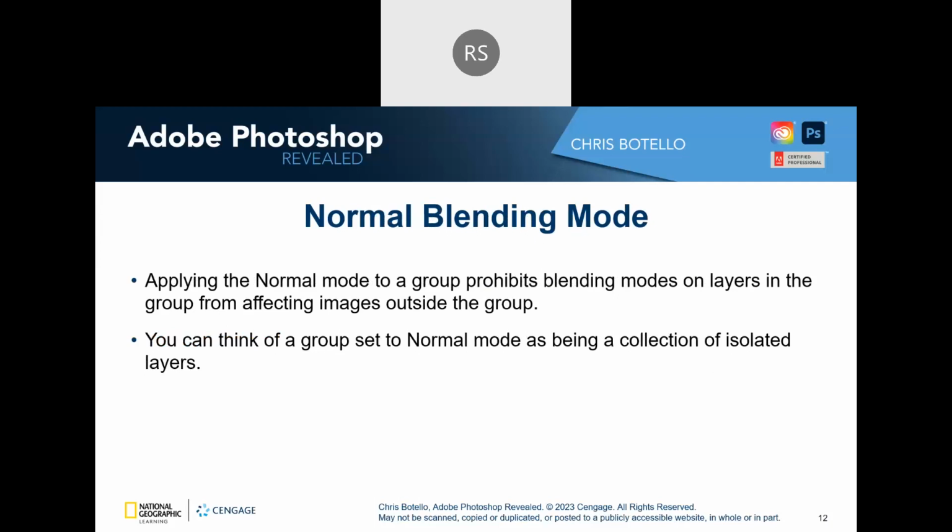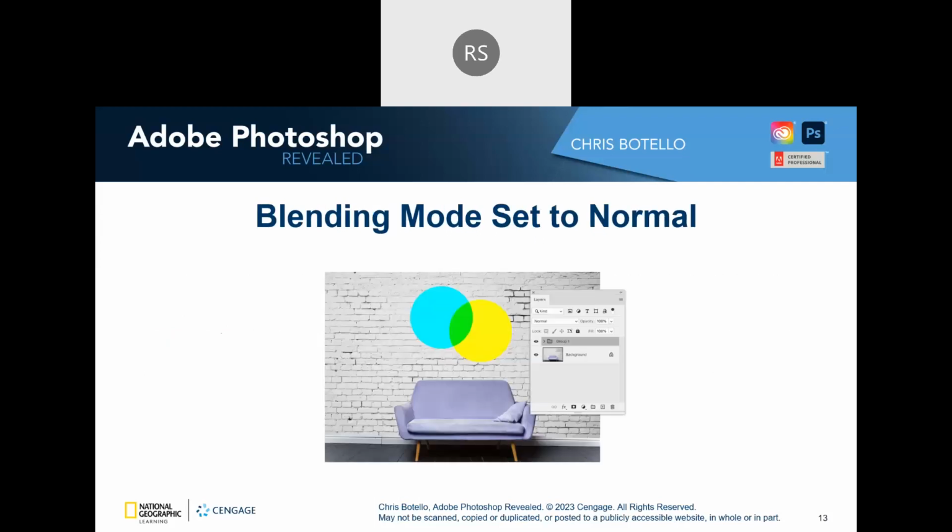Now, when you apply the normal blending mode to groups, this prohibits blending modes on layers in the group from affecting images outside of the group. So you can think of a group set to normal mode as being a collection of isolated layers. Let's see an example of a group here in the folder. The blend mode is set to normal, and it will not affect the images outside of that group.